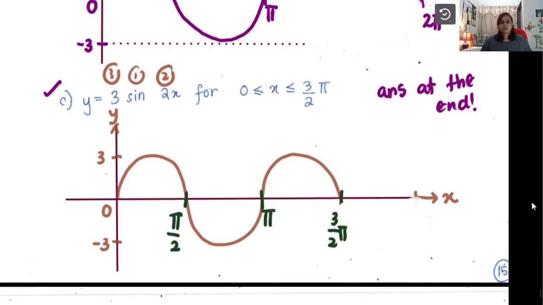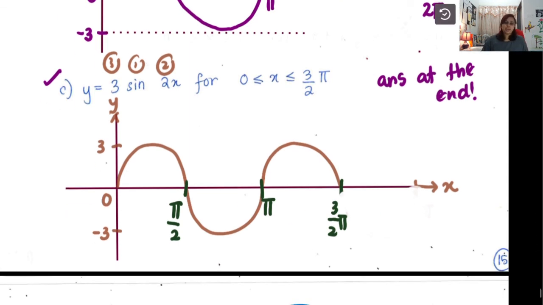So I think you guys already got it. Be confident when you're drawing. Make sure you just follow the steps. Follow the steps. All right, thank you so much for joining this lesson.